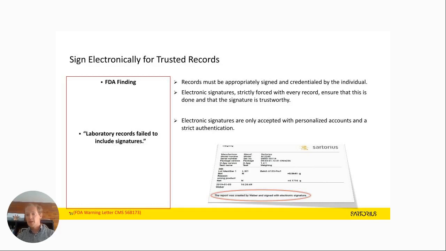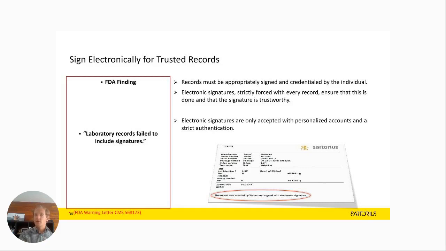Another example from the FDA where they said, okay, that is something crucial. A lab record has to be signed, has to be individually signed by that person. So often the FDA, and they told me one time too, says laboratory records fail to include signatures. Of course, I remember as well the times where we had handwritten signatures, and that was kind of okay too. But if you can automate it, why not do it? It gives you a higher level of security there.